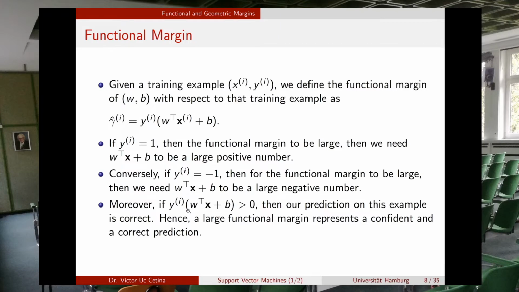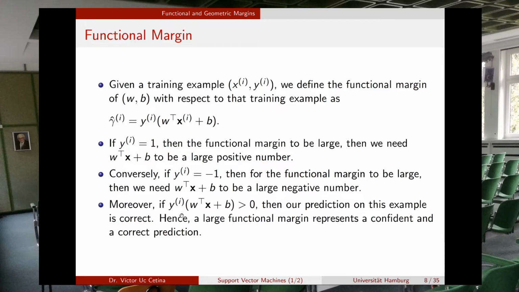Moreover, if this product is positive, so it is larger than 0, then our prediction on this example is correct. Hence, a large functional margin represents a confident and correct prediction. So this sentence here is very important: if this product is larger than 0, the example is correct. That is true because, consider first a positive example. If this is +1, this evaluation should be above the model, or at least on the model. And if this point is above the line, above our model, then this is going to give you a positive number. Positive times positive, you get a positive number which is larger than 0.